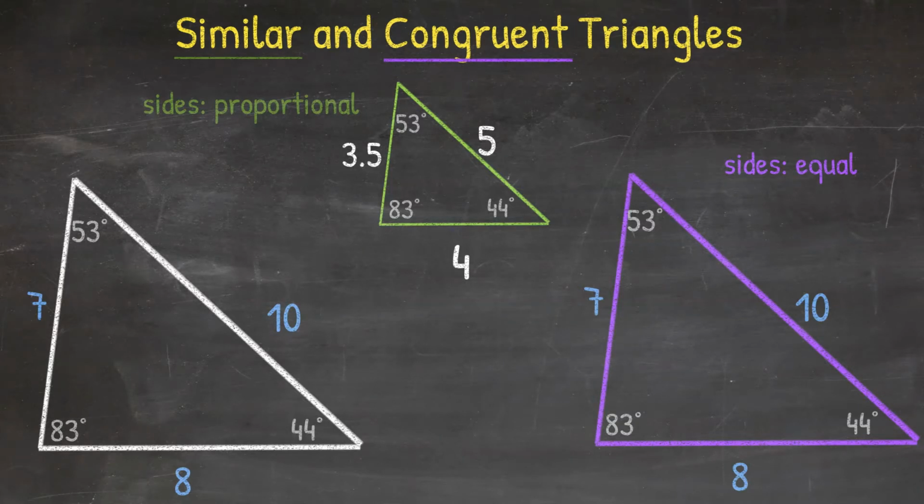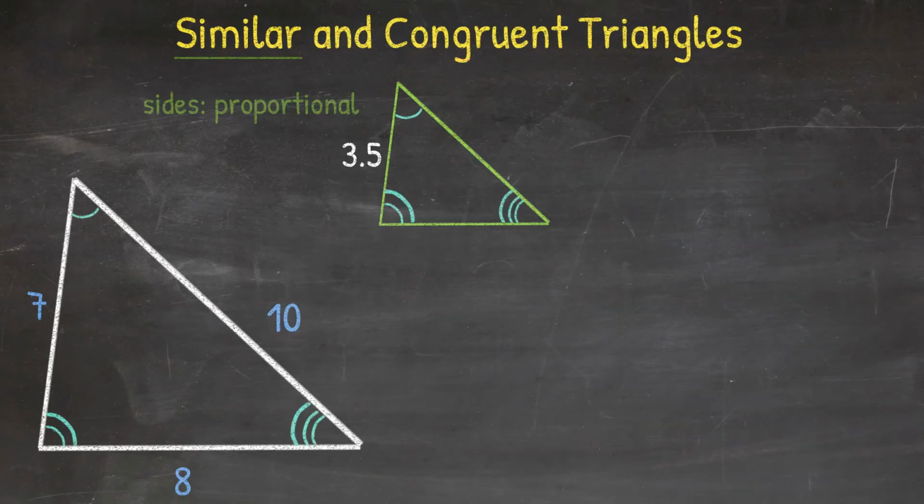So 3.5 is half of 7, 5 is half of 10, and the side of 4 is half of 8. So every side is proportionately smaller than those sides of the larger triangle. So this proportionality is something that you can assume about the two similar triangles. And this information will come in useful during the test.